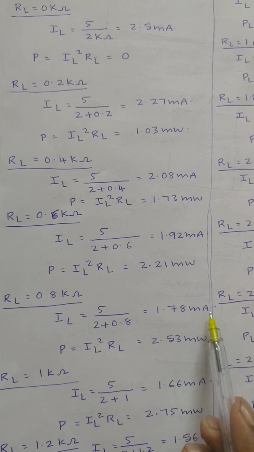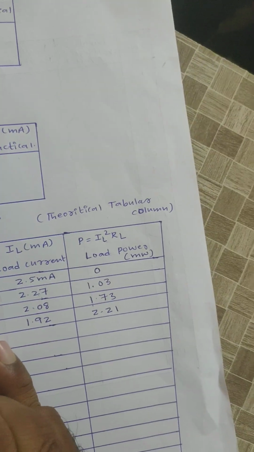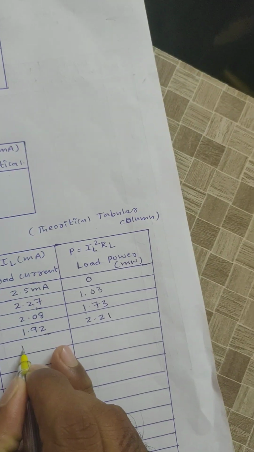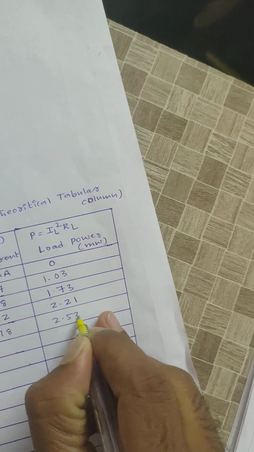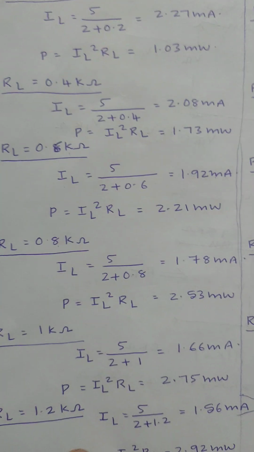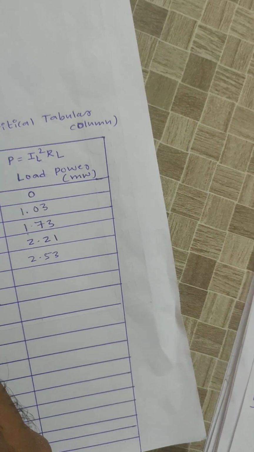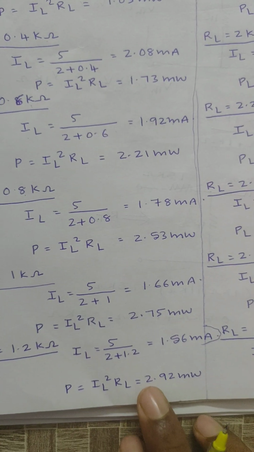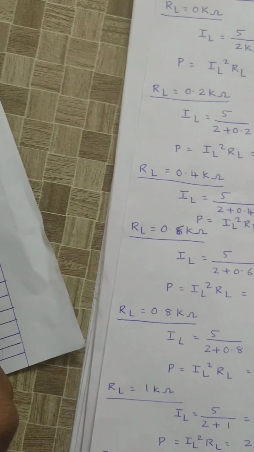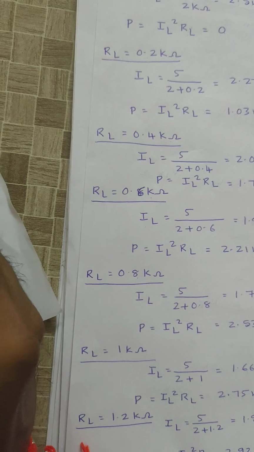that value will be 1.78 milliamperes. Power is 2.53 milliwatts, right? 1.78, that is for 0.8 kilo ohms. Current is 1.78, power is 2.53 milliwatts. Similarly, when RL is equal to 1 kilo ohm, IL is 1.66, right? And power P is equal to IL square into RL, that value will be 2.75 milliwatts.